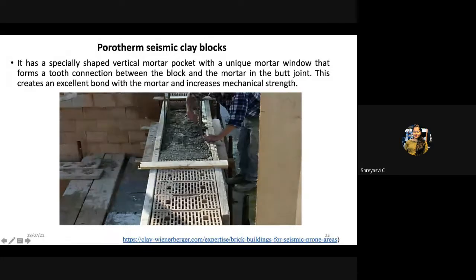As you can see here, they have mortar pockets wherein you can place the mortar, and this is what we call a butt joint. Whenever a butt joint is grouted, it gives an excellent bond.